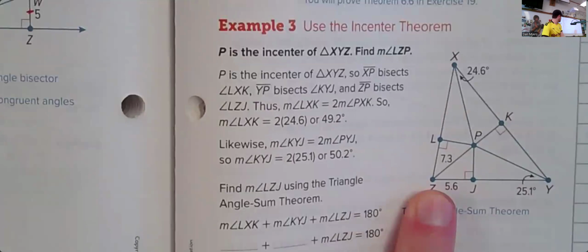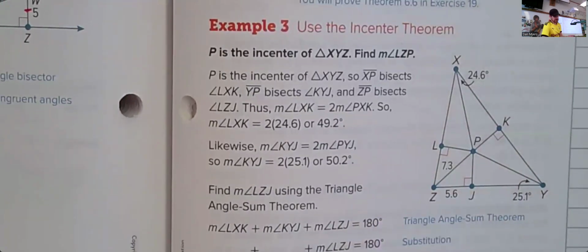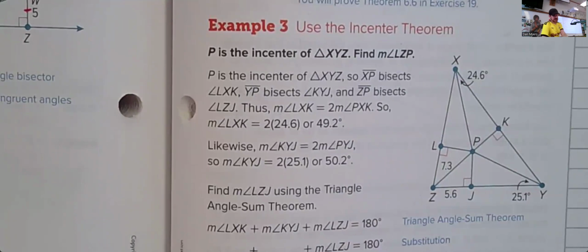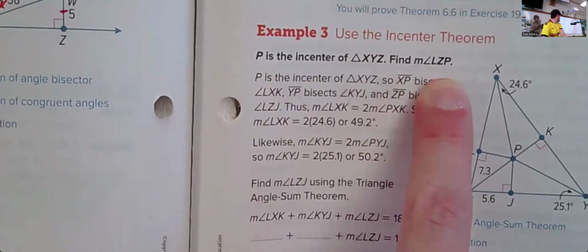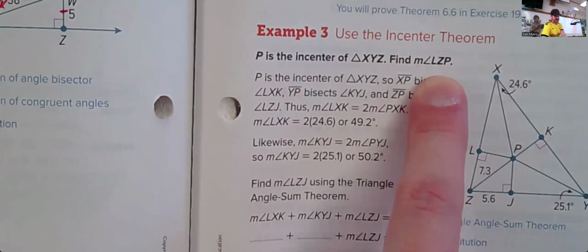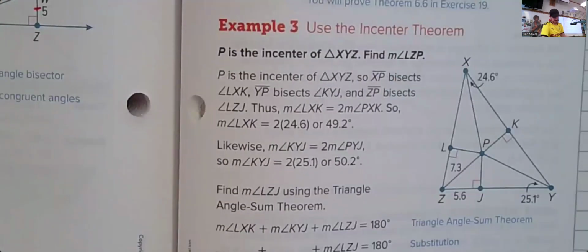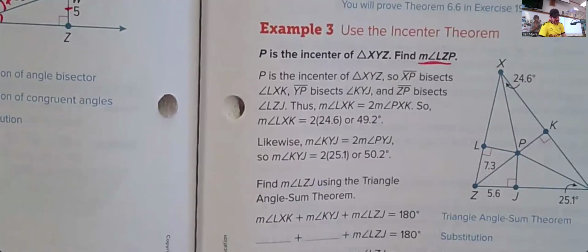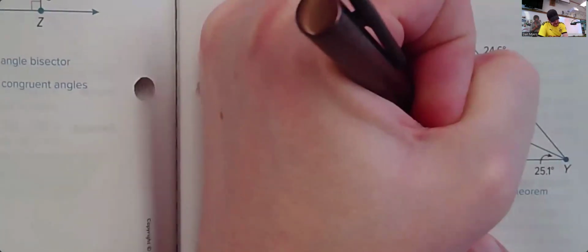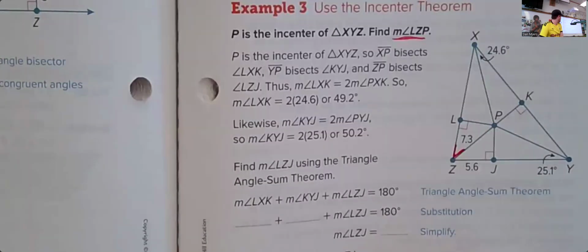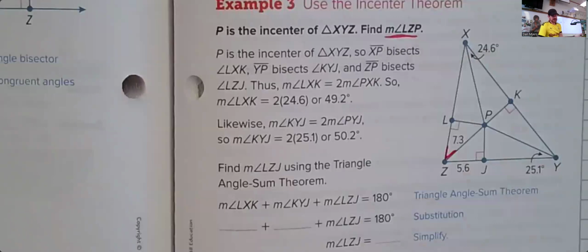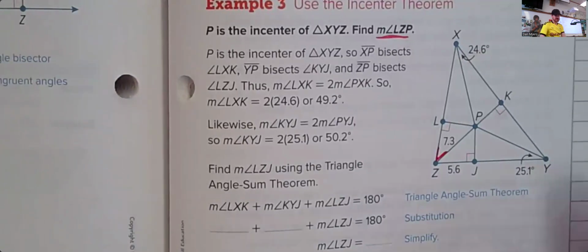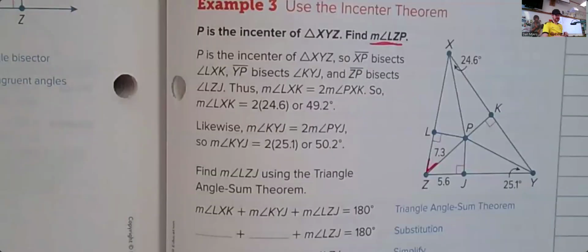Okay. If we head down here, these problems are going to be really similar to the ones we used yesterday and the day before. P is the incenter of triangle XYZ. Find the measure of angle LZP. So now we're talking about angles. First of all, it'd be a good idea to identify where that is, so I'm going to underline it in red. LZP is that angle down there. We have to figure out how many degrees that angle is. I'll walk us through this first problem, and then I'll have you work on one on your own, and then we'll move on to the final page. There's only two more problems after this page.